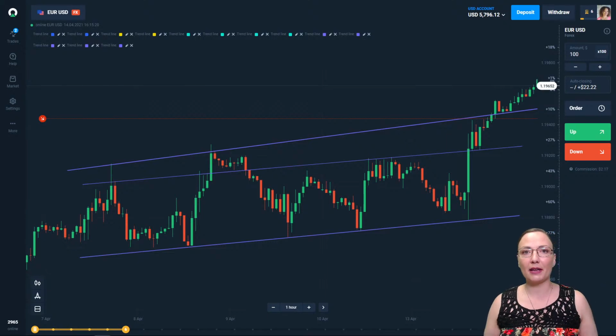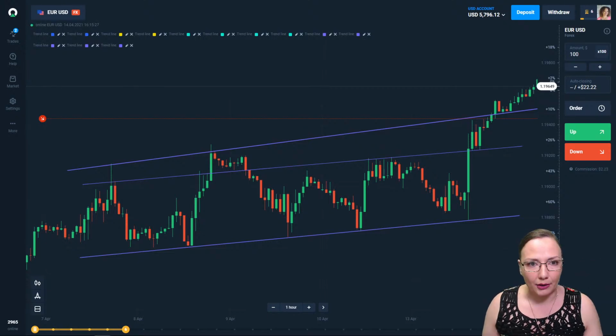Now, the interesting thing about these flats, sideways movements, is that they can also have what's called a triangle pattern.